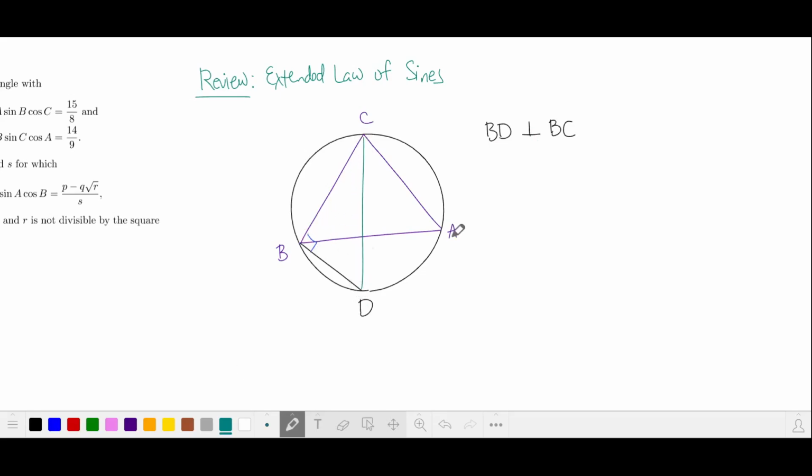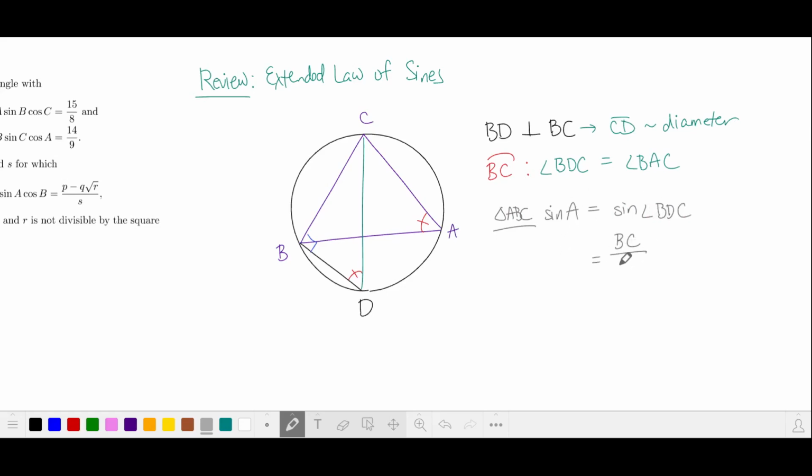And because this inscribed angle is 90 degrees, that means CD is a diameter of the circle. Also, if you look at the arc BC, the inscribed angles that cut off this arc are this angle here at D and this angle at A, so they're congruent. So in triangle ABC, the sine of this angle A is going to be the same as the sine of angle BDC. That's opposite over hypotenuse, so BC over CD.